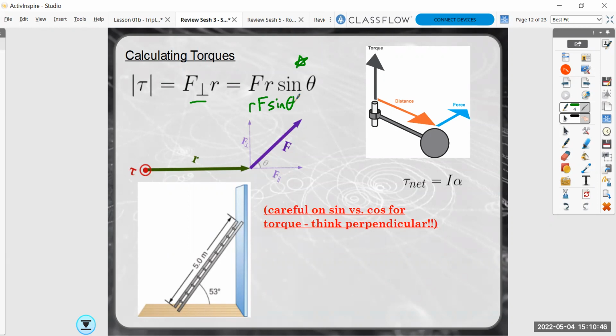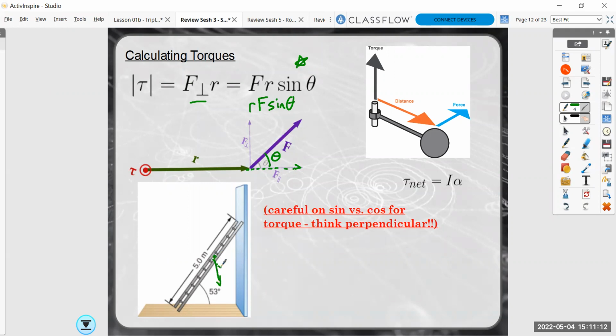Because sometimes the angle that they give you is not the angle that you want. This theta specifically refers to the angle between kind of the radius vector and the force vector. So like for this latter question, if I want to know the torque from gravity, well, I got to be a little careful. I'm given 53 degrees here, but if I use the sine of 53 degrees, I'm actually going to be incorrect.